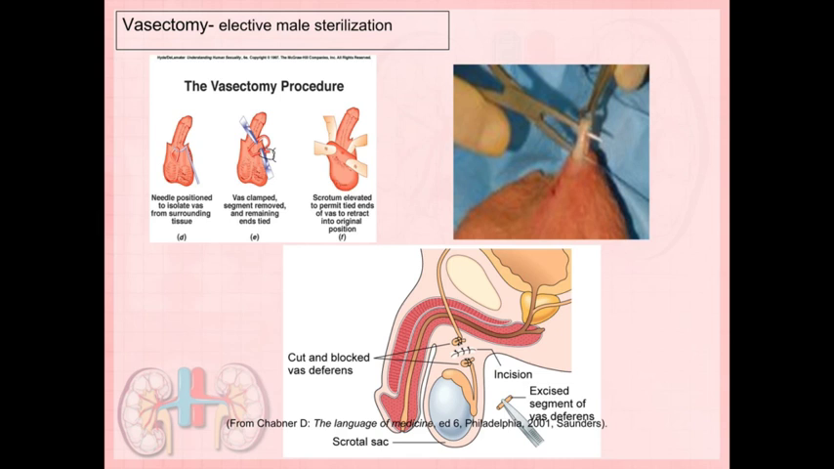A vasectomy is an elective male sterilization that is done by removing a portion of the vas deferens to prevent the movement of sperm through the ejaculatory ducts. This is a simple procedure that can be done in the doctor's office with local sedation. The dressings for this procedure are fluff dressings, Vaseline gauze, and a scrotal support.